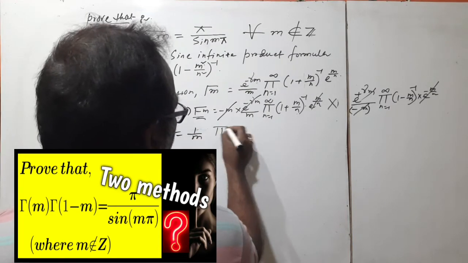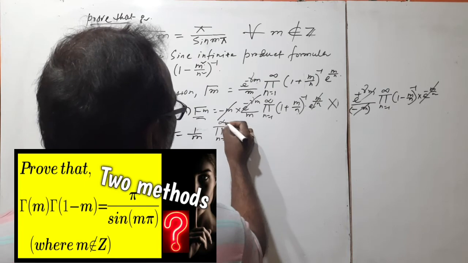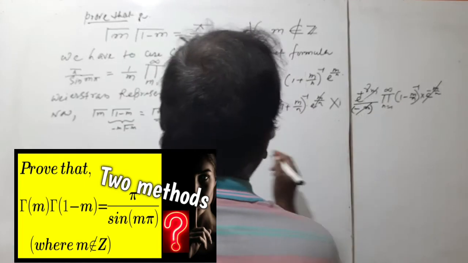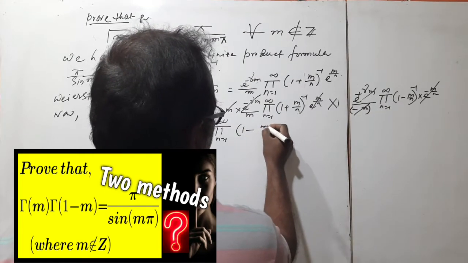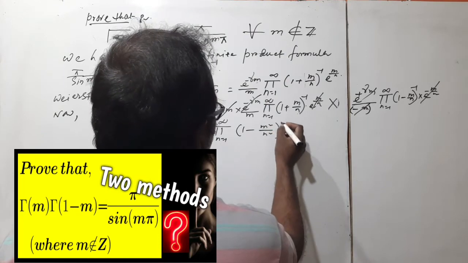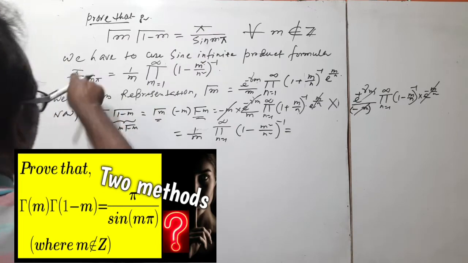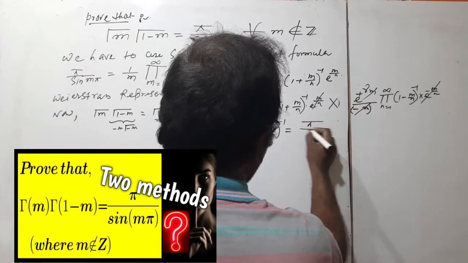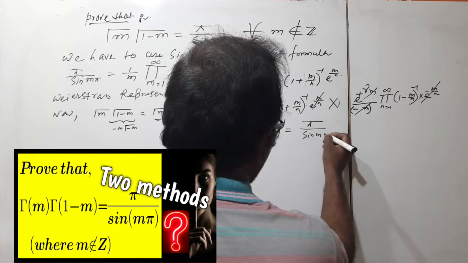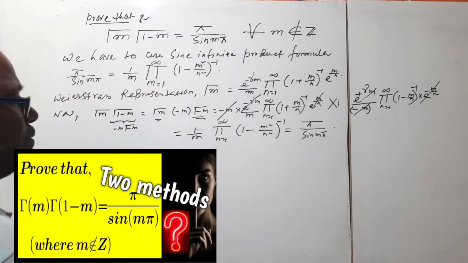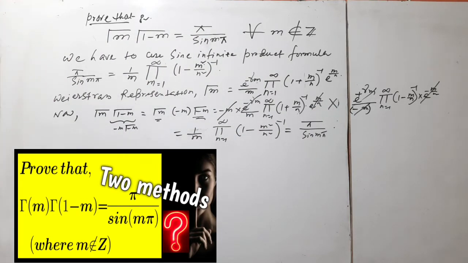So now the product from n equal to 1 to infinity, and these are a plus b, a minus b, so 1 minus m square by n square to the power minus 1, and that is equal to pi by sine m pi. This is the easiest proof for this function.